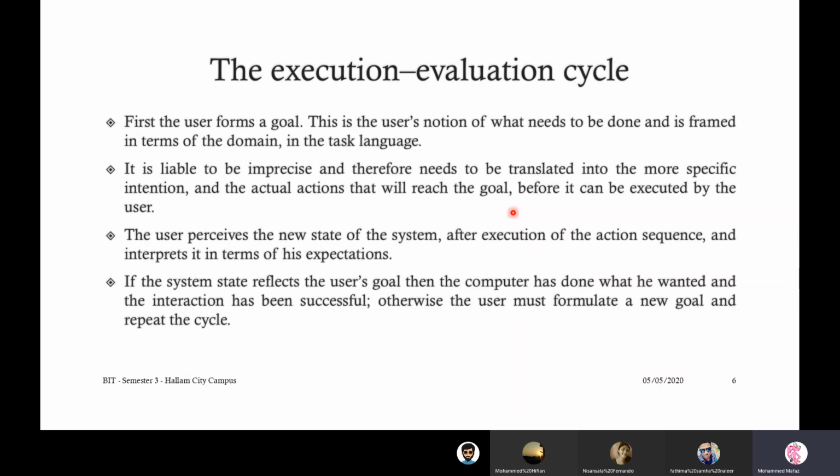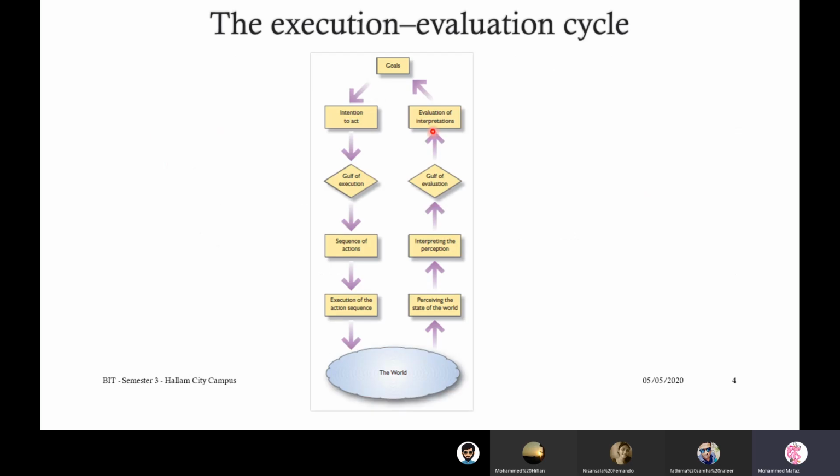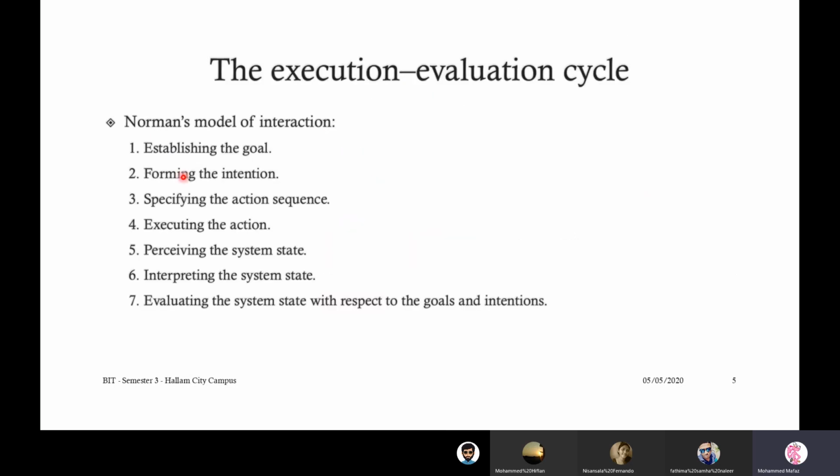Explaining that further, first the user forms a goal. Keep these 7 steps in mind; I hope you already remember them from what I explained. Same thing here: establish the goal, form the intention, specify the action sequence, execute the action, then perceive the system state, interpret and evaluate the system state. This is explained in this slide.